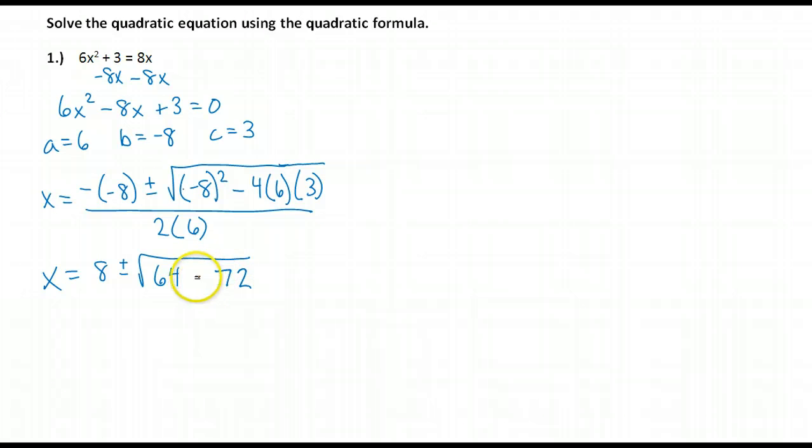Now I just need to figure out if I should add or subtract 72. To figure that out, I'm going to count my minus signs. I just have one minus sign. If I have an odd number of minus signs, 1 or 3, I'm going to keep this minus sign. If I count an even number of minus signs, if I have 2 minus signs, this is going to be a plus. All over 2 times 6 is 12.